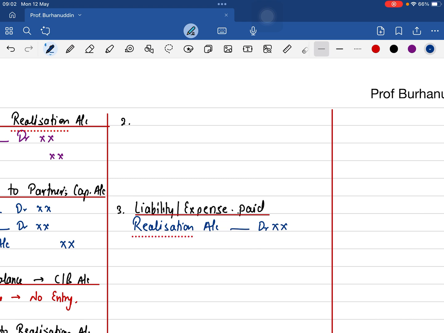You are paying. Who is paying? The firm is paying. Have I said the partner is paying? No. That's why realization account debit. That is correct. To cash and bank account. Definitely, the payment is made by the partner only, but they are not paying out of their pockets. They are paying out of the firm's pocket.